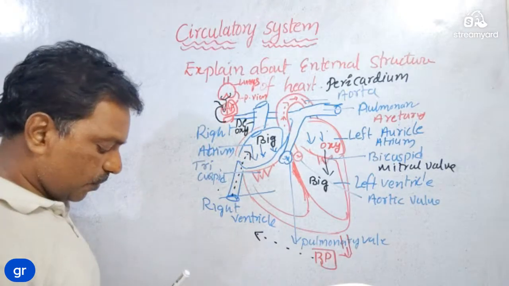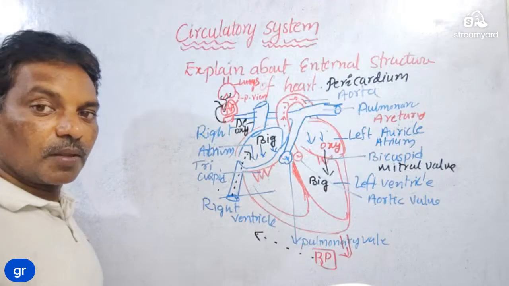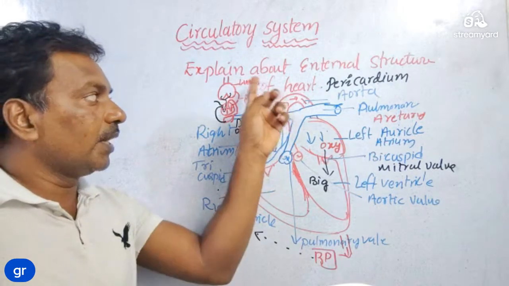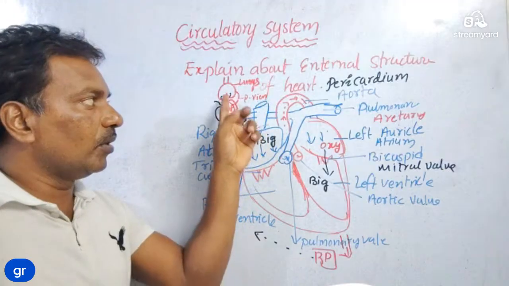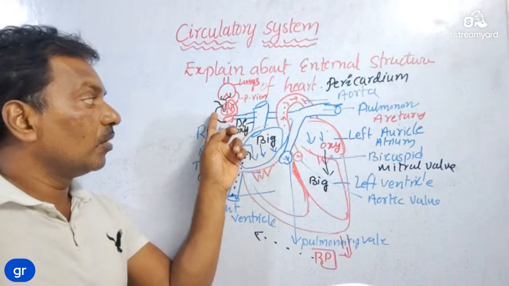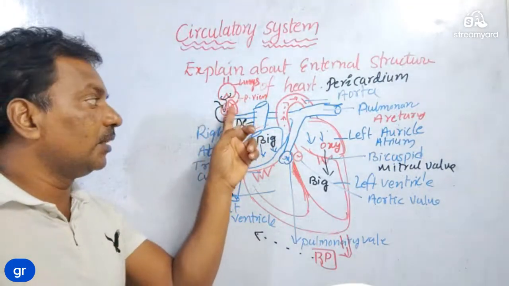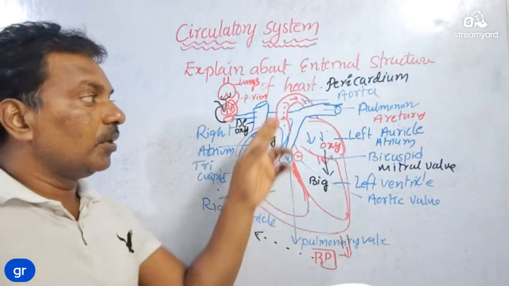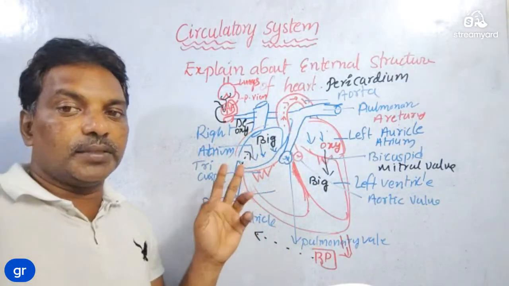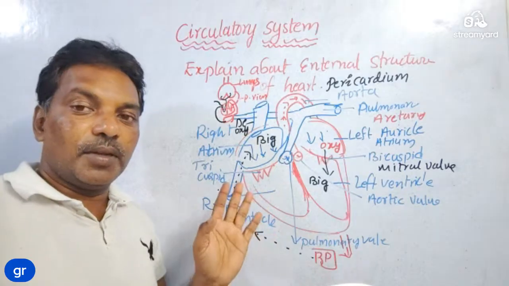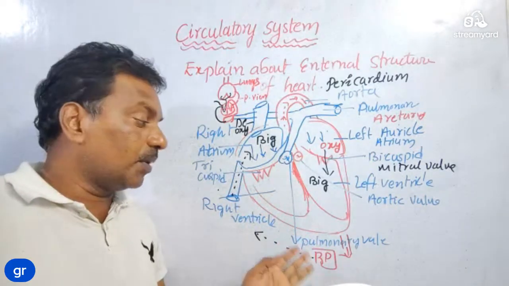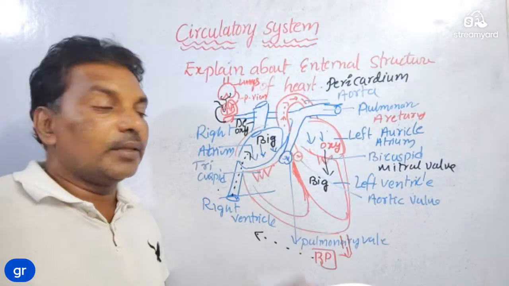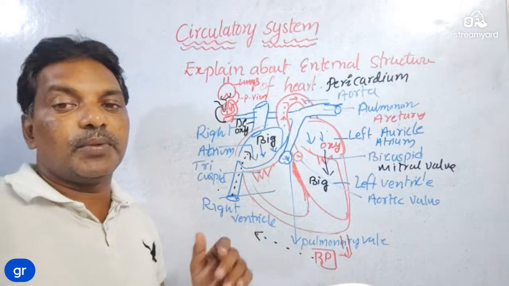So this is double circuit circulation. Why is it double circulation? One time from heart to lungs, lungs to heart. One time heart to body parts, body parts to heart. Lungs to heart to lungs is the pulmonary circuit. Heart to body parts, body parts to heart is the systemic circuit. So this is double circuit circulation.